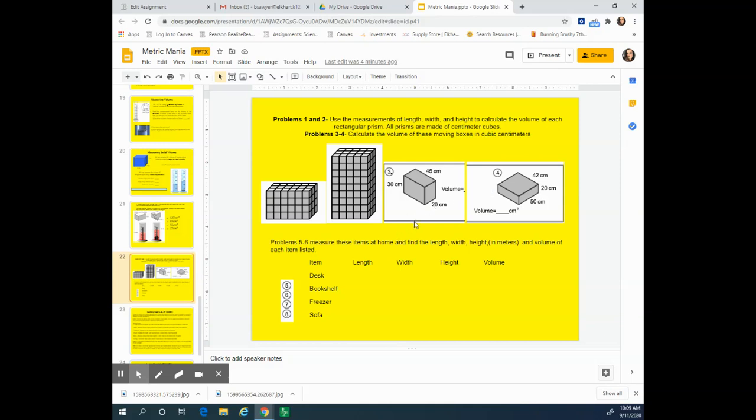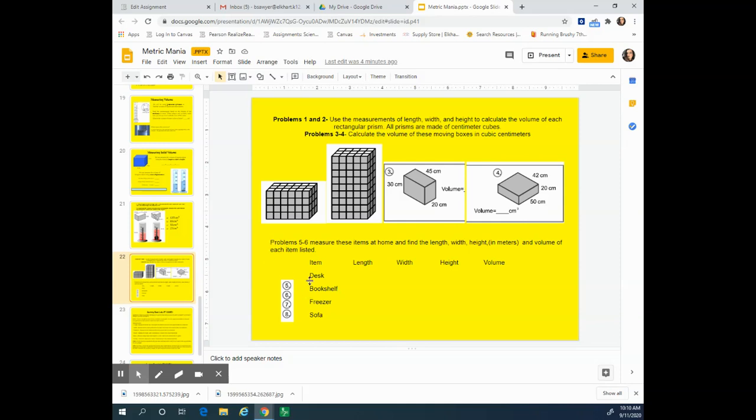Okay, so when you answer it, let's say it was 300. You would write 300 cm³. Okay, now this right here, you're going to say this is our length, this is our height, and this is our width. No, this is our length, this is our height, and this is our length. Anyways, you're going to multiply these three together to get your answer.